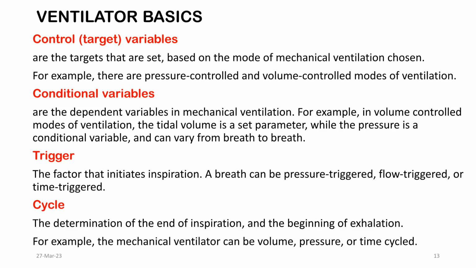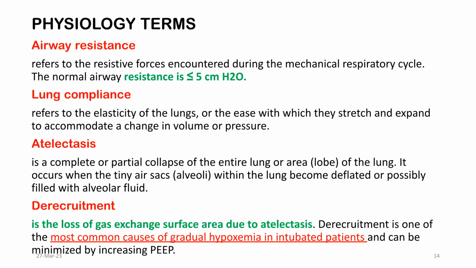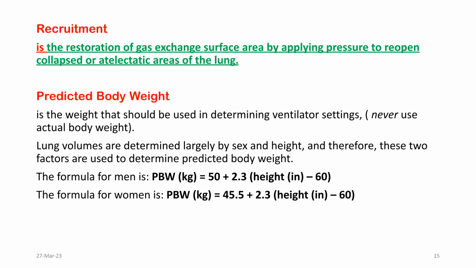Ventilator basics include control or target variables, conditional variables, the trigger that initiates inspiration, and the cycle that determines the end of inspiration. Key physiology terms include airway resistance, lung compliance, atelectasis, which is lung collapse, and derecruitment, the loss of gas exchange surface area. Recruitment is the restoration of gas exchange surface area. Predicted body weight, determined by sex and height, should be used for ventilator settings, not actual body weight.